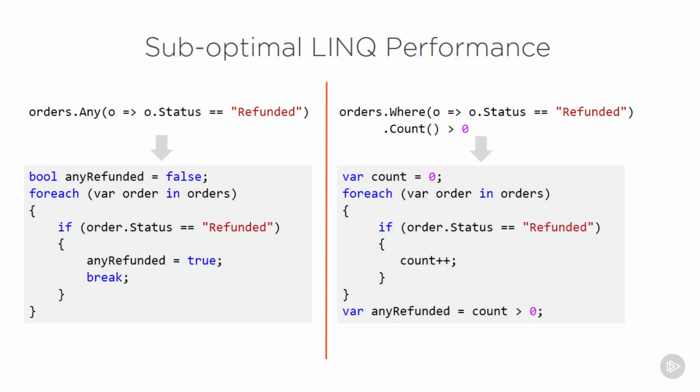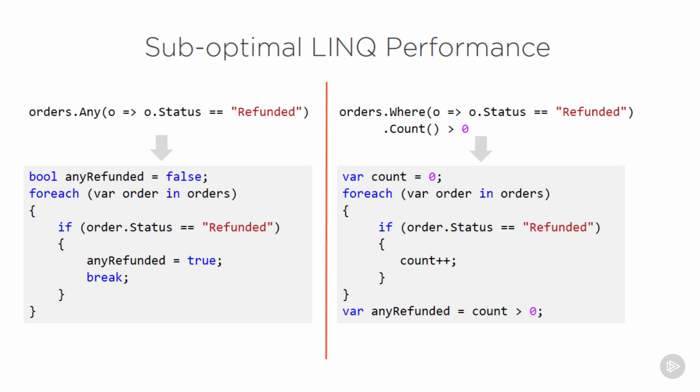However, the version that uses Where and Count is doing something like this. It's iterating through the sequence and incrementing a counter whenever an order is refunded. And the difference is there's no break statement in this foreach loop. So we always need to iterate through the entire collection of orders, even if there are millions of them and all of them have been refunded. Now, you might be thinking the performance difference between these two code snippets is going to be negligible unless you have a huge data set.